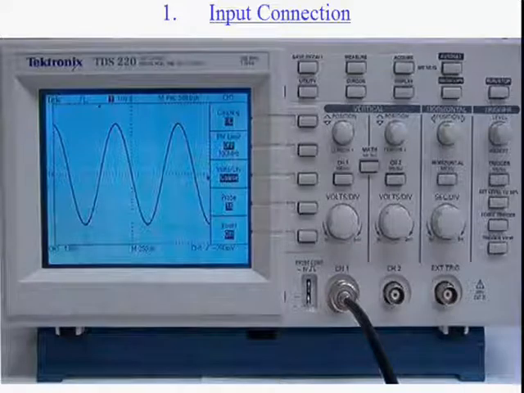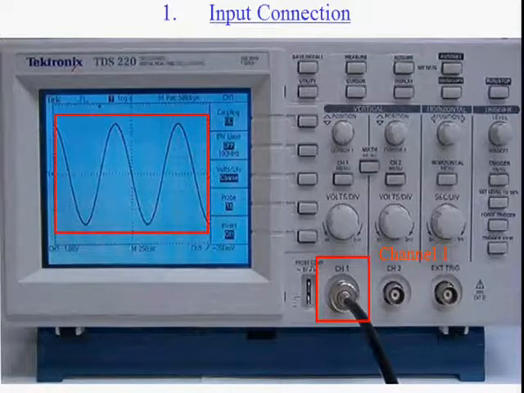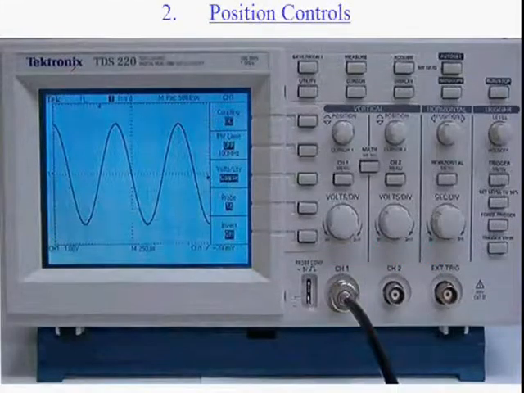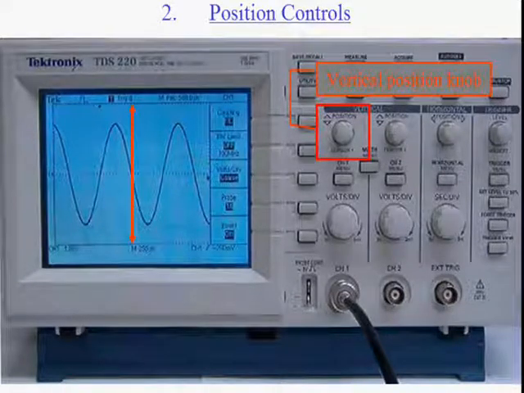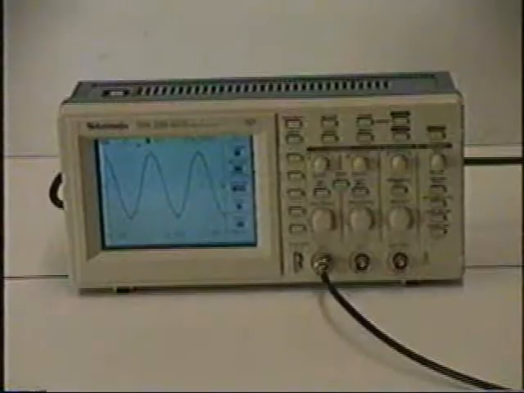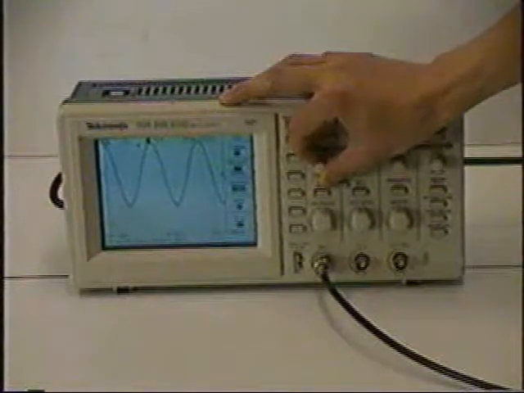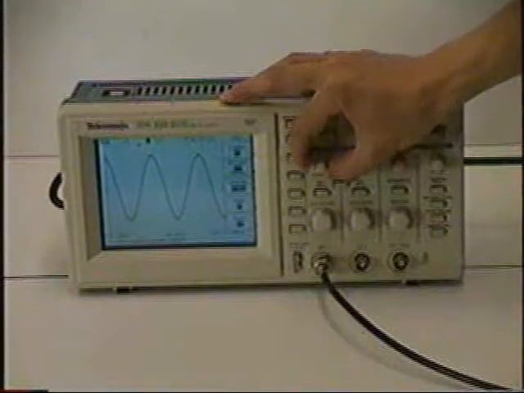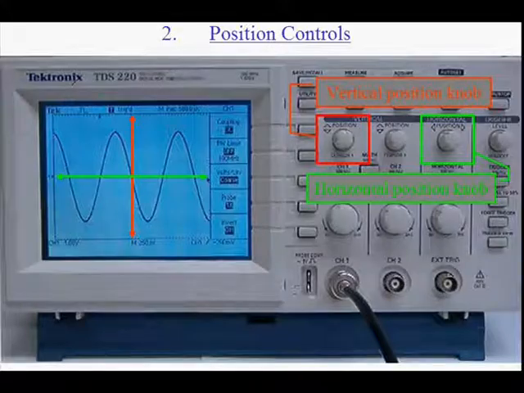Input connection. The signal to be measured, called the input voltage, is connected to channel 1. The input voltage from channel 1 is displayed in the current screen. Position controls. The vertical position knob moves the waveform along the y-axis. The horizontal position knob moves the waveform along the x-axis.